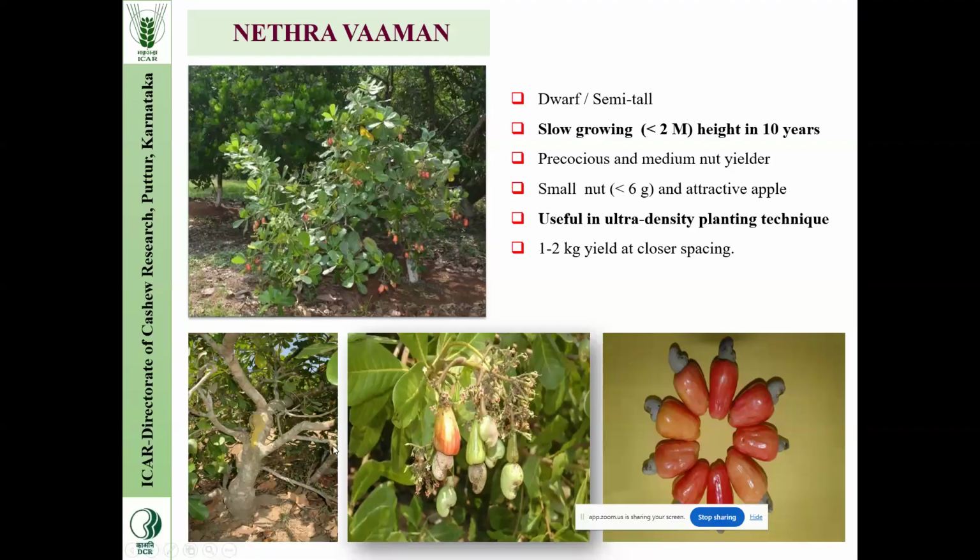small size nuts, and this is the stem galling. This is one of the unique features, because the galling of stem happens in this dwarf variety only, and it reduces the plant height. By this, it induces the dwarfing nature in the plant. So this is one of the unique traits of this variety.